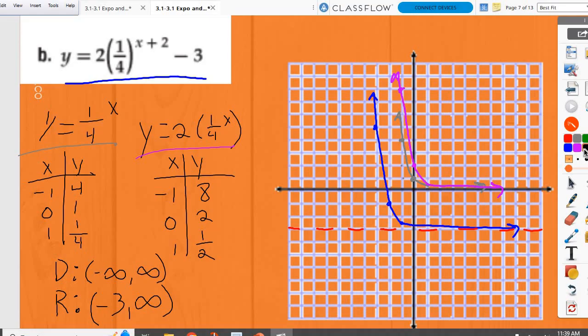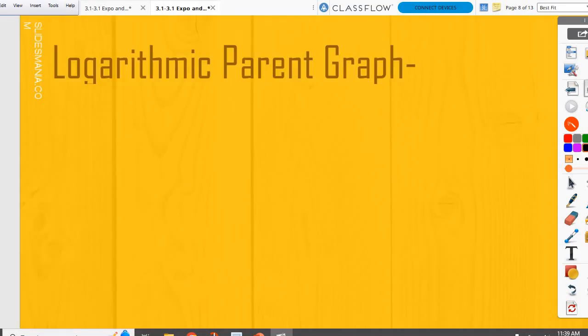Alright, now, this is our exponential. We also have our logarithmic parent graph. Do you remember what that looks like? Not really? Okay. Well, let's remind ourselves.